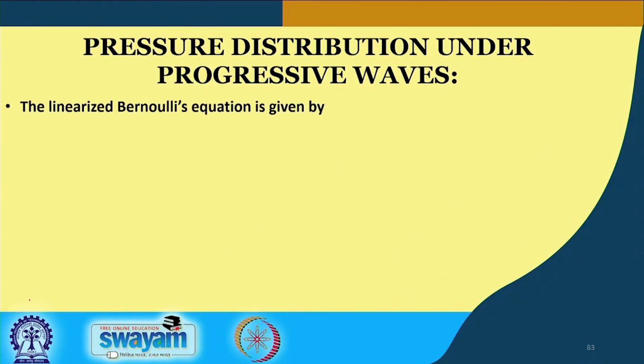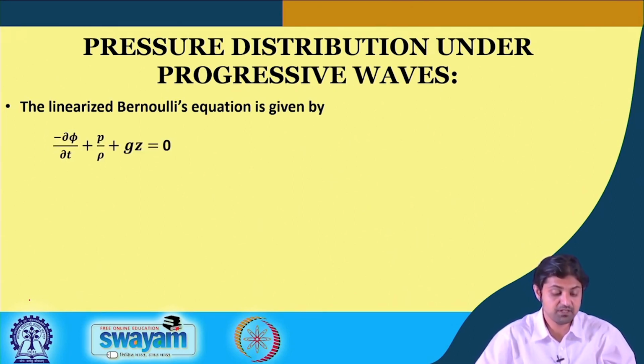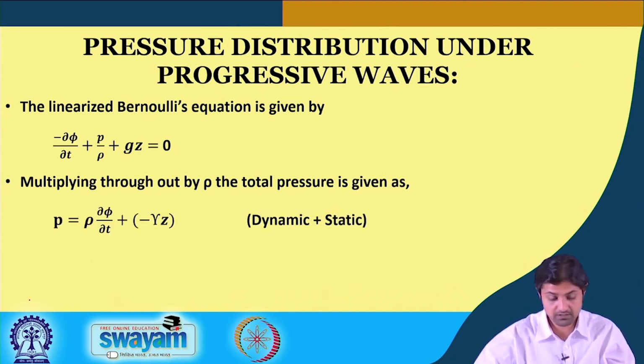You remember we talked about the linearized Bernoulli's equation. This equation is given by minus del phi del t plus p by rho plus gz, plus half of u square plus w square. That term we avoided because of linearization. Now, if we multiply this throughout by rho, the pressure can be obtained.